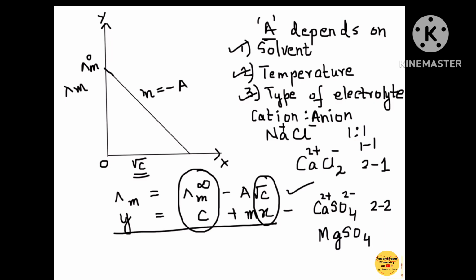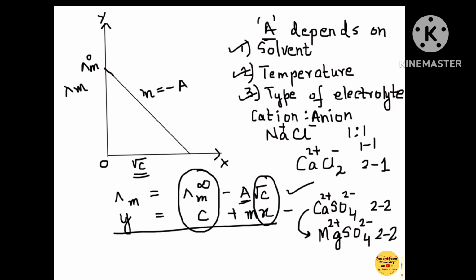Now take two electrolytes of the same type. Let us suppose I am comparing calcium sulfate and magnesium sulfate. Because both of them are 2:2 electrolytes, their value of A, the Kohlrausch constant, will be the same, and this can be used to determine the molar conductivity.